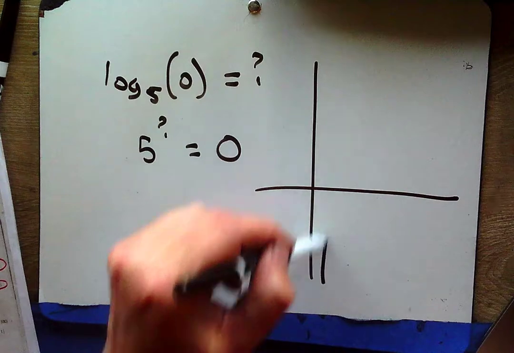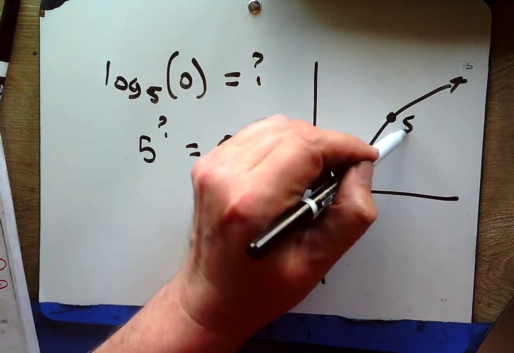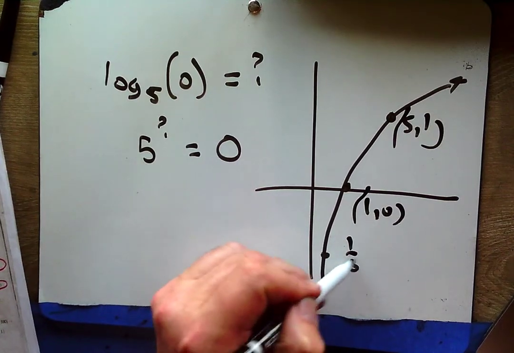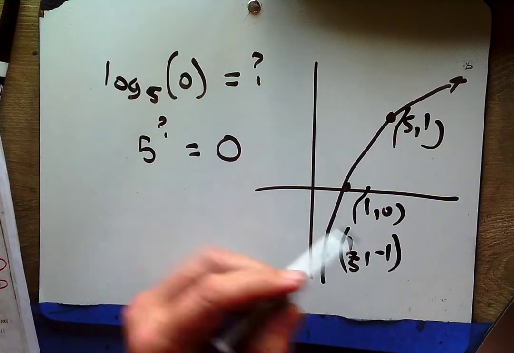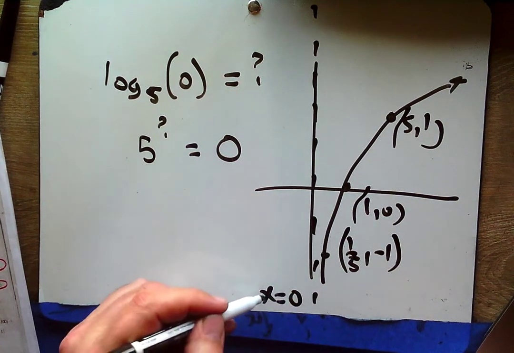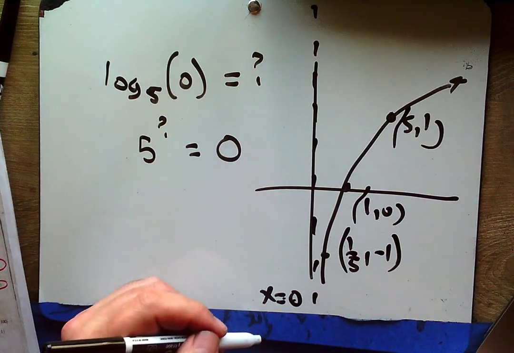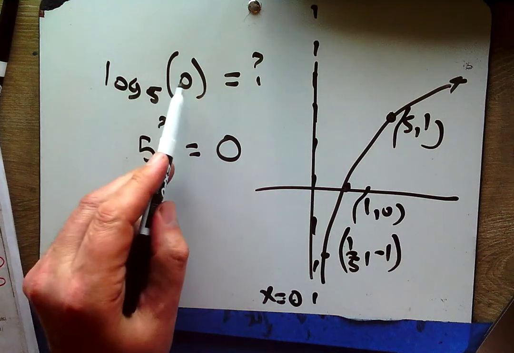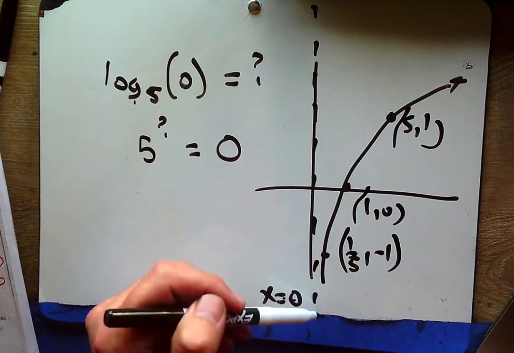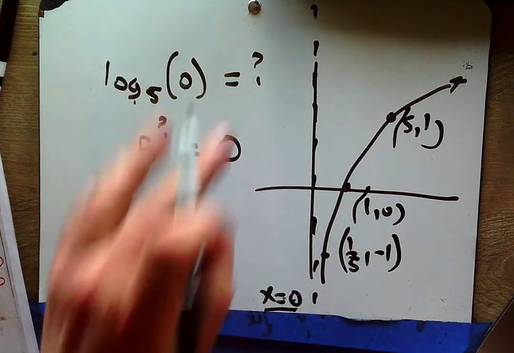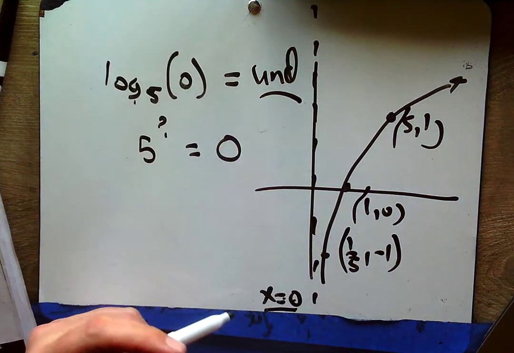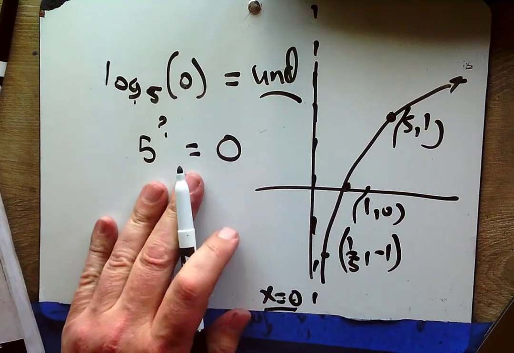So here's a graph of log base 5: 5, 1, 1, 0, 1 fifth, negative 1. Don't forget the vertical asymptote here, x equals 0. What happens at x equals 0 on the log graph? That's undefined. There's a big old vertical asymptote there. That's why we couldn't solve this.